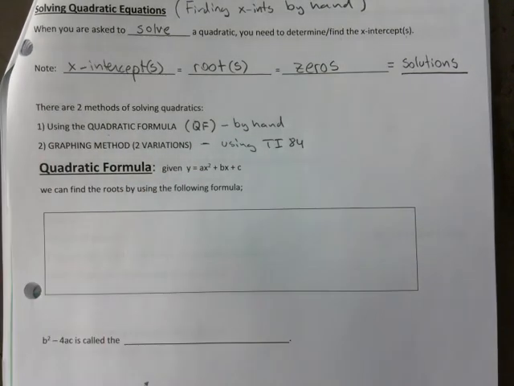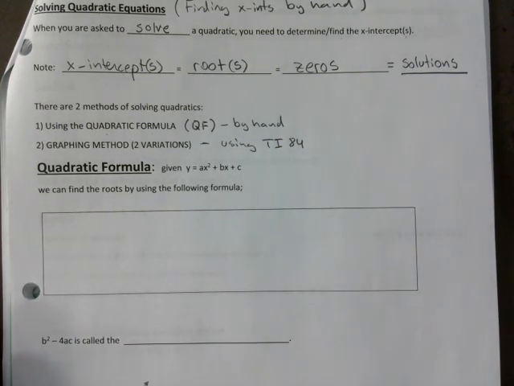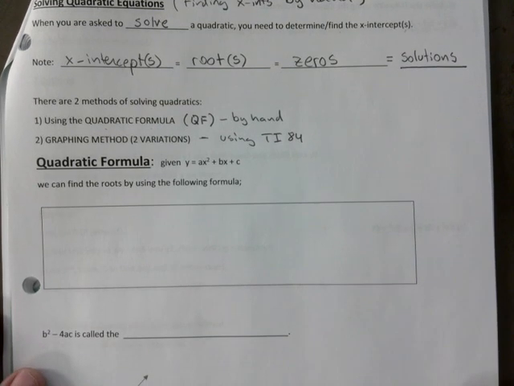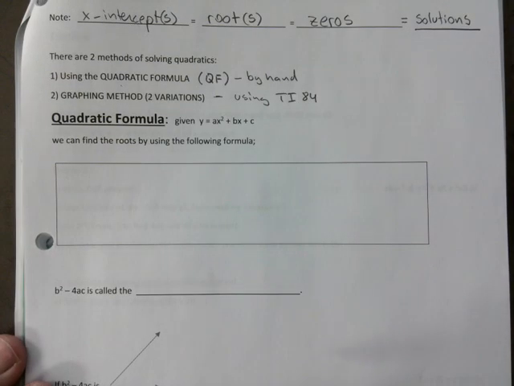The graphing method you've already done. Like I've shown you how to find x-intercepts. There's just a little bit of a twist to it that I'm going to introduce, just a little different method of doing the same thing. Okay, so here's your quadratic formula. Ready for this? Make sure you write it down correctly.